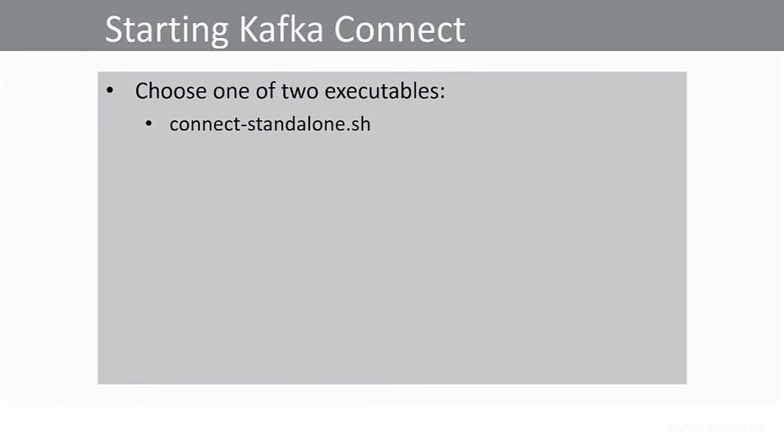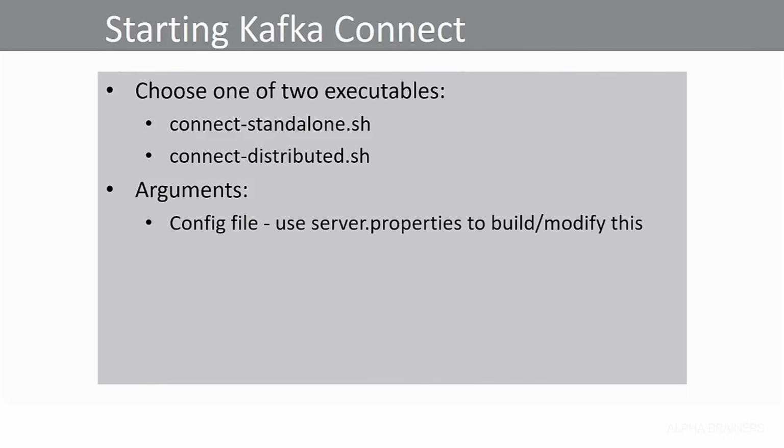Let's discuss the basic configuration of Kafka connectors. First of all, there are two different executables that you could utilize. You can use connect-standalone.sh if you want to have a standalone Kafka Connect server, or you can use connect-distributed.sh if you want a distributed one. There's some arguments that you want to be aware of. There's the config file, which is going to be the properties that you are going to specify for your Connect server. You can use server.properties as a starting point to build or modify this, but you're going to have some additional connector properties that you're going to add in there as well. And that's what we're going to discuss throughout the next part of this lesson.